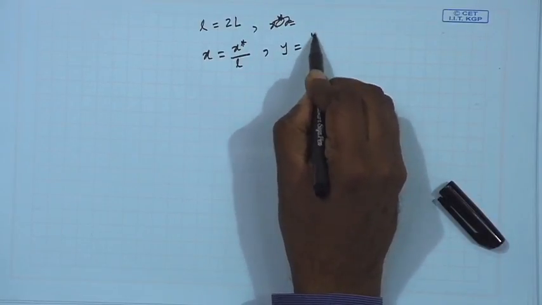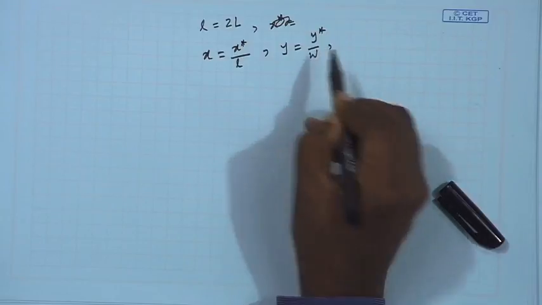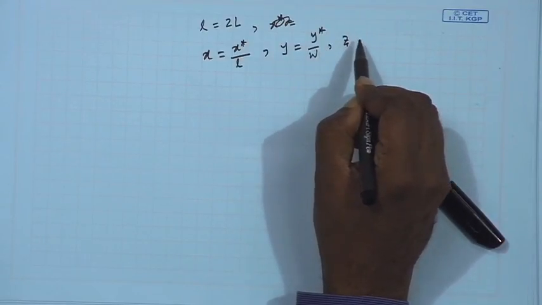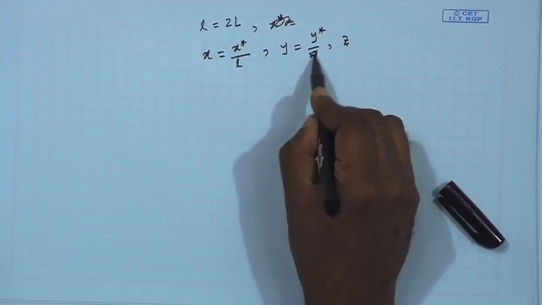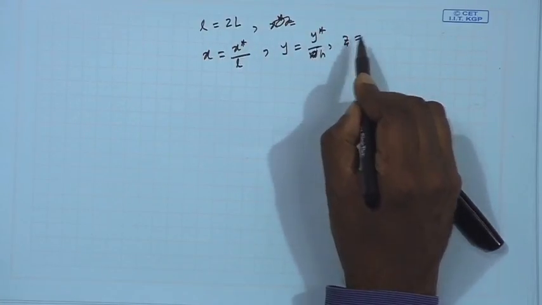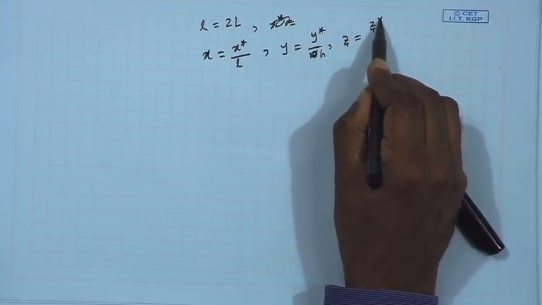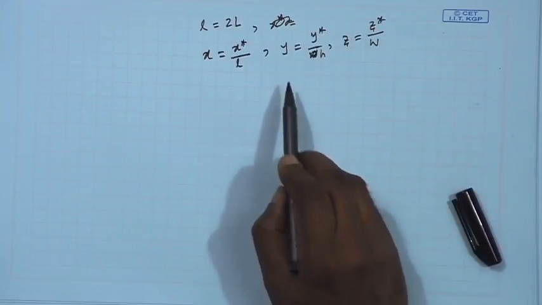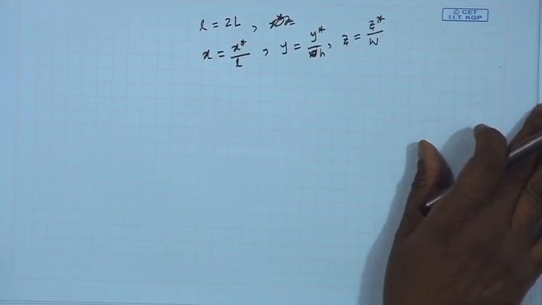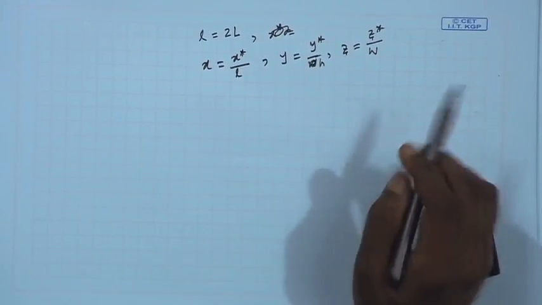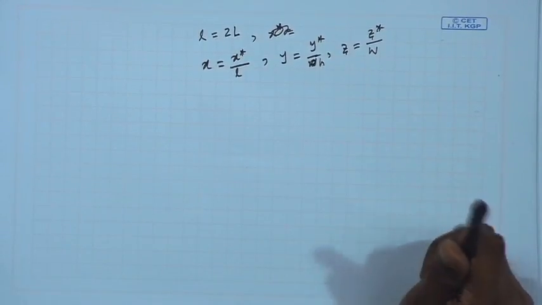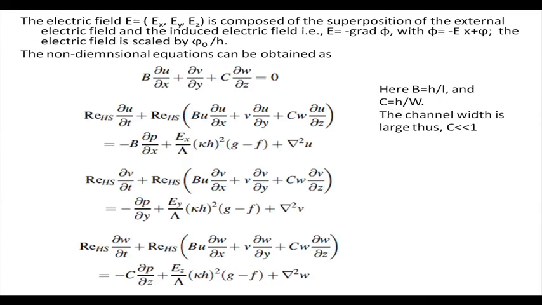Y we have taken as y star by h, the height, and z as z star by W, because y is along the height of the channel, z is along the width direction, and x is along the length. Okay, so if I go by this kind of non-dimensionalization and the usual things, phi by phi 0 scaling.